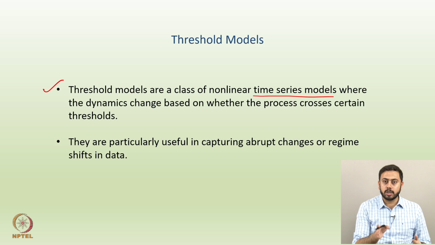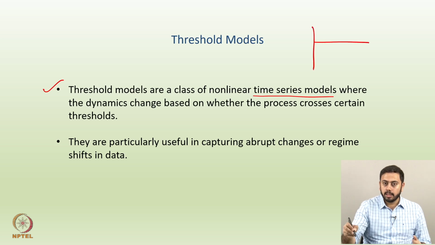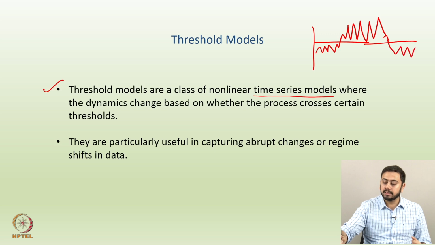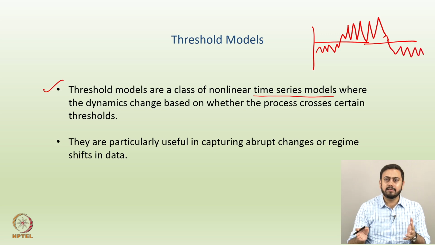So, again as discussed a short while back, imagine that you have some threshold value here, and whenever the time series crosses the threshold, the dynamics change. It might happen that there is some highly volatile nature, and as and when the time series again comes down or crosses the threshold one more time, there could be some calmness in the time series. Again, this is just one hypothetical example. So, the idea is that on either side of the threshold different dynamics exist.